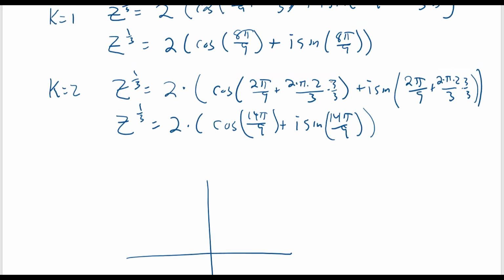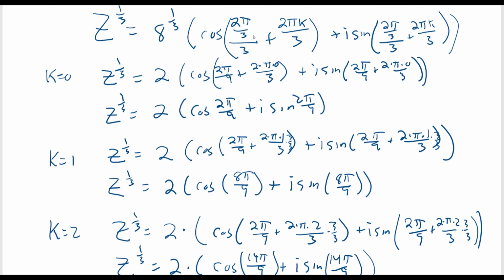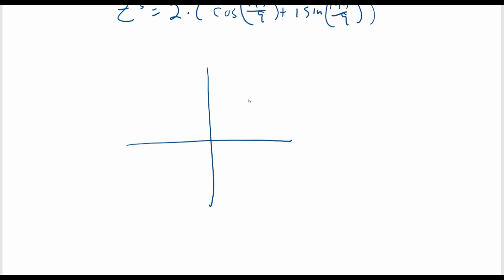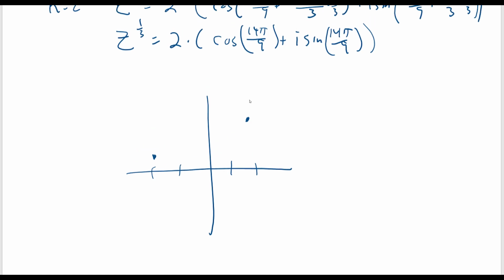So in all of them, the radius is 2. And in the first case, it's 2 pi over 9. So 2 pi over 9 is short of pi over 3. So let's say, if this is 2, it's somewhere around here. Then 8 pi over 9 is the second one. That's just short of being at pi. So somewhere about here. And the third one was 14 pi over 9.